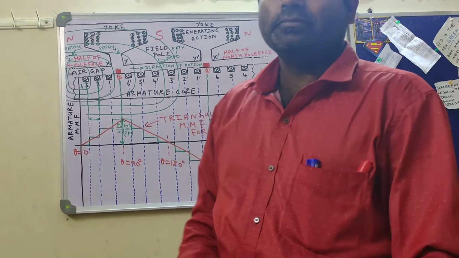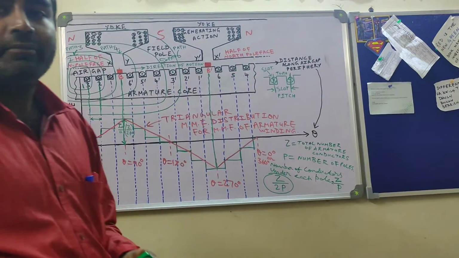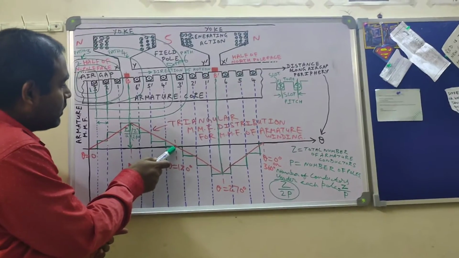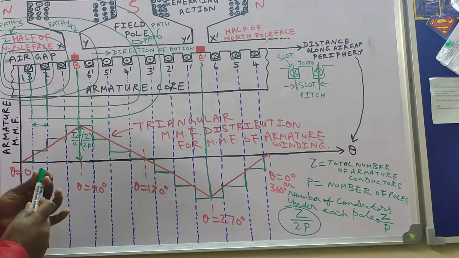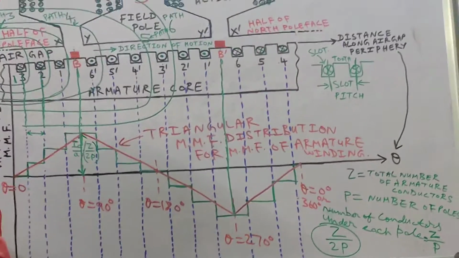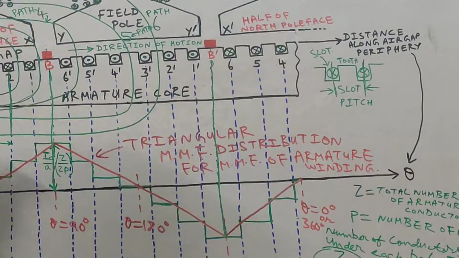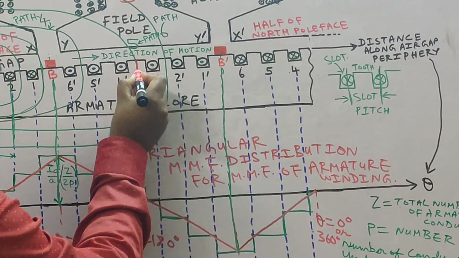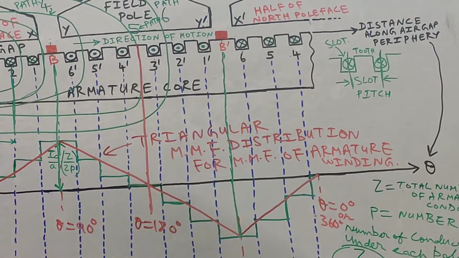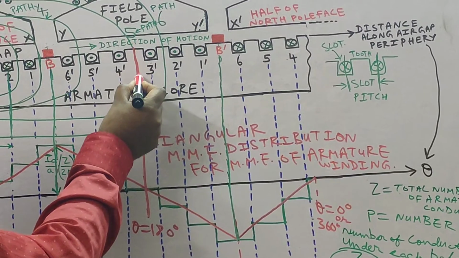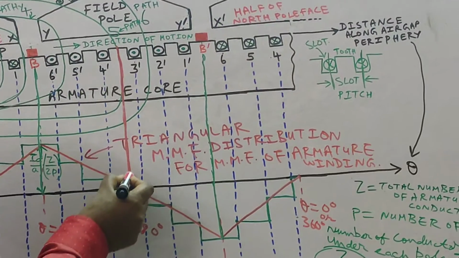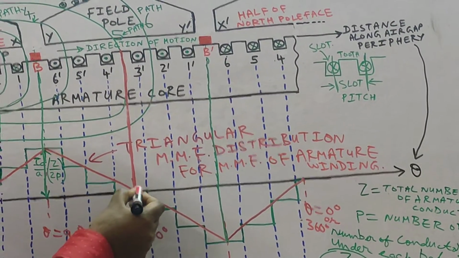What else should you observe? Where is the zero crossing of the armature MMF taking place? Look at the diagram, please. This point is the line between slot number 4 dash and 3 dash. You can observe, this is the portion between slot number 3 dash and 4 dash. So at this point the armature MMF is 0.